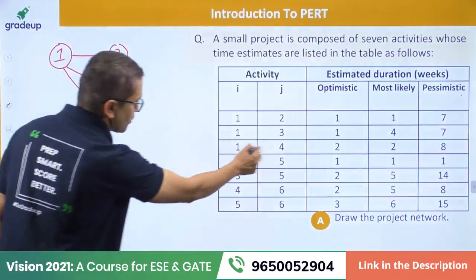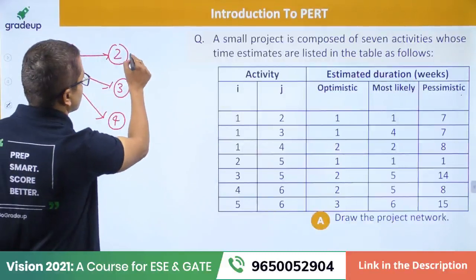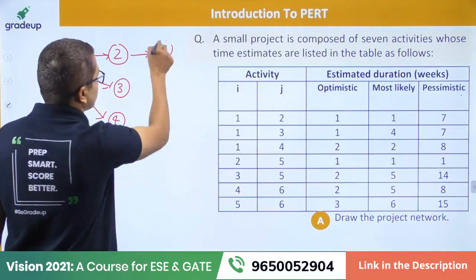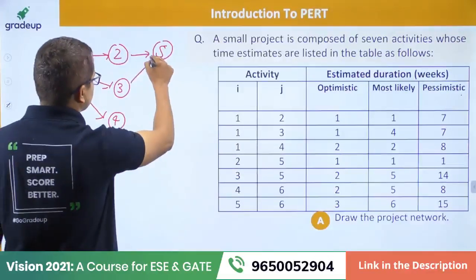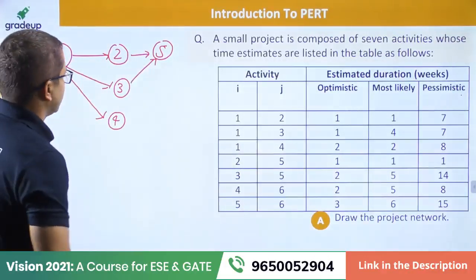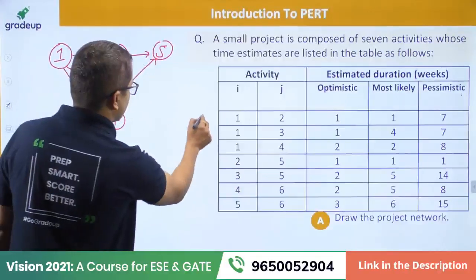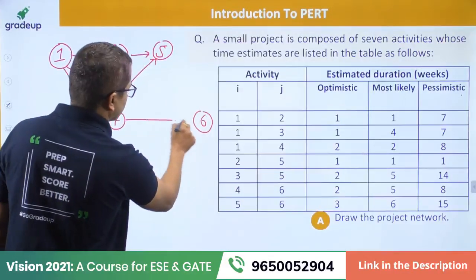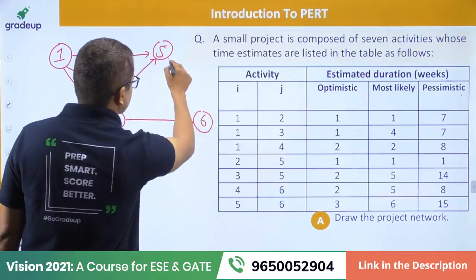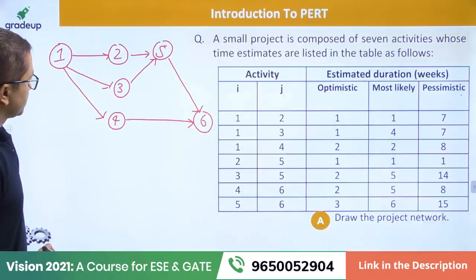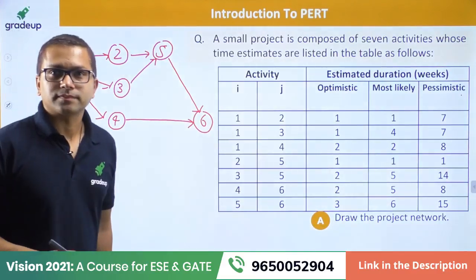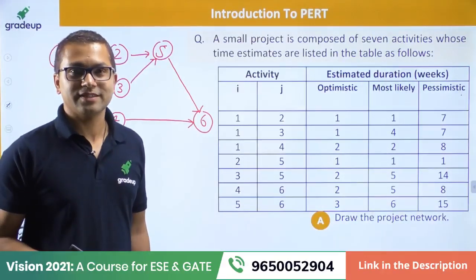So we're just going to plot this. 2, 5 is also an activity. Okay, then 3, 5 is an activity. So I'm going to just join it like this. And 4, 6 is an activity. So I'm going to say that, okay, 4, 6 and 5, 6 is also an activity. Is it good?